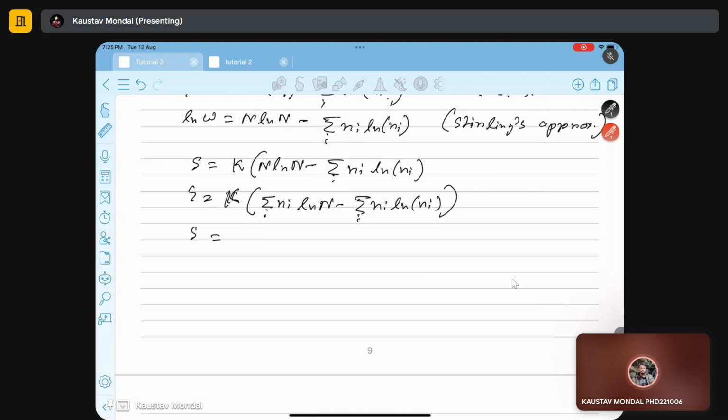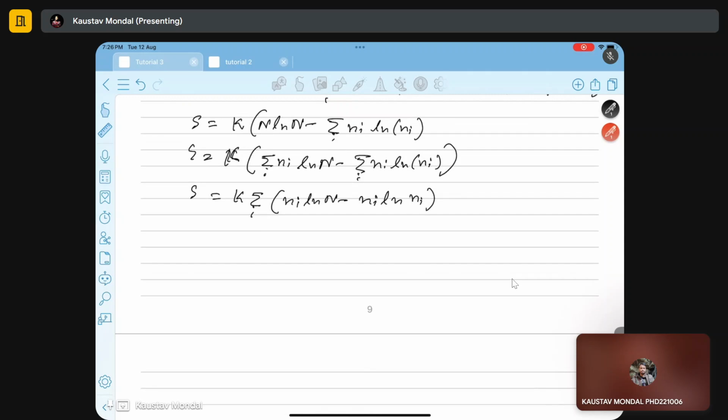You can take the summation outside. K summation outside: ni ln n minus ni ln ni. Now from here, you can write it like this: summation over i, Ni ln Ni by n. This is a negative sign we will put, so the whole thing will become minus Nk. After doing the summation over Ni, we will get the particle number, so when we are using this, Ni equal to n.